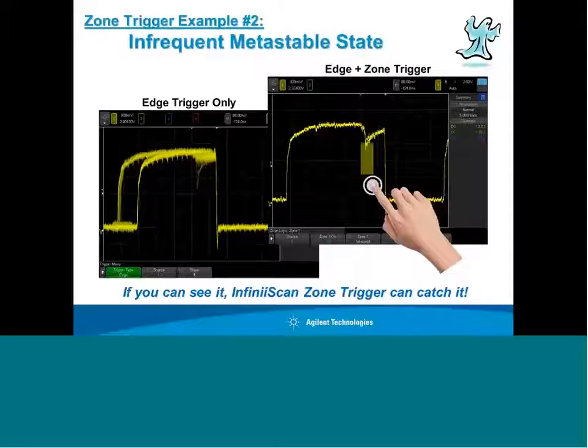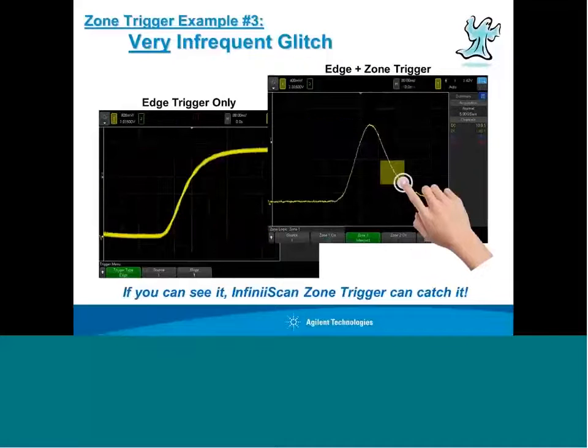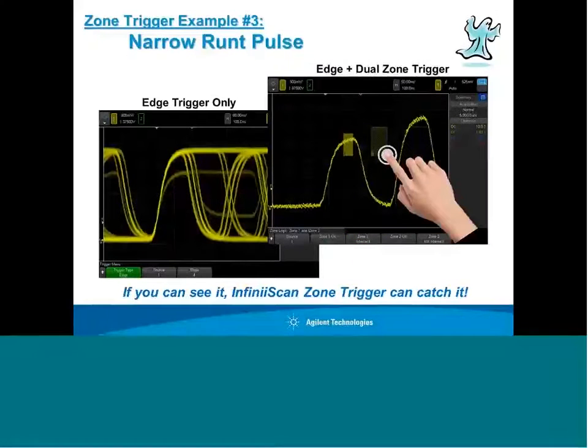Again, draw a box in the area of just that metastable state or that infrequent glitch, and the scope locks in on it. This is the 1 in a million glitch that we showed earlier. Again, draw a box in the area of just the glitch, not the normal part of the waveform. The scope locks in on it, and now, again, you can correlate it to other signals and find out what's causing it. This is the example of the runt pulse.